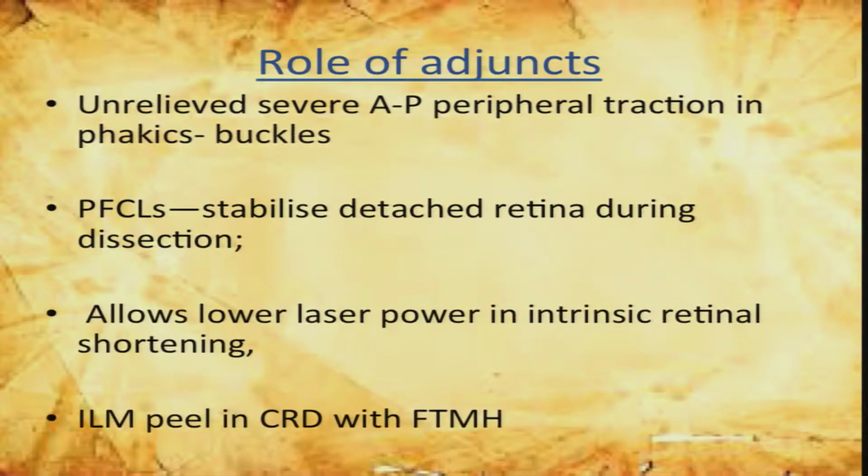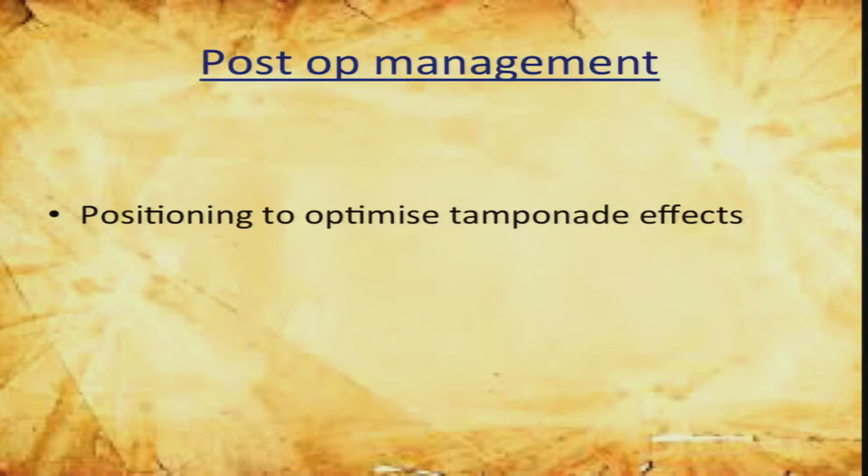Perfluorocarbons help in several ways. It helps to stabilize the detached retina during dissection, allows lower laser power in intrinsic retinal shortening. Many times when you do a fluid-air exchange, the retina is well attached, but when you try to do laser, you're not getting sufficient burns even with increasing the laser power. So in those situations, you get a really tight adhesion. And ILM peeling in CRD with full thickness macular holes also is a situation where adjuncts help.